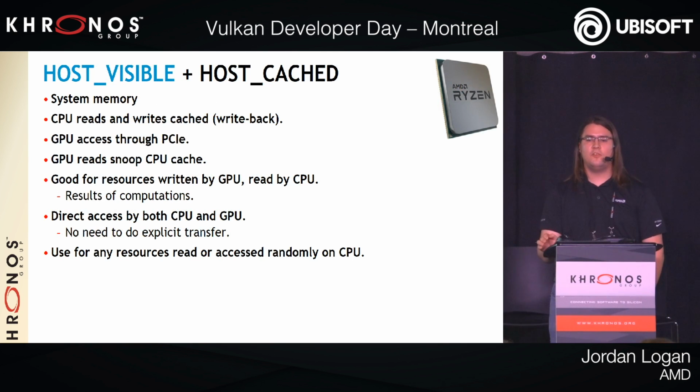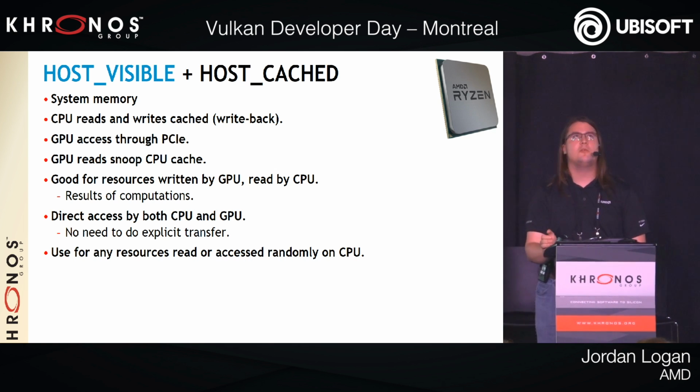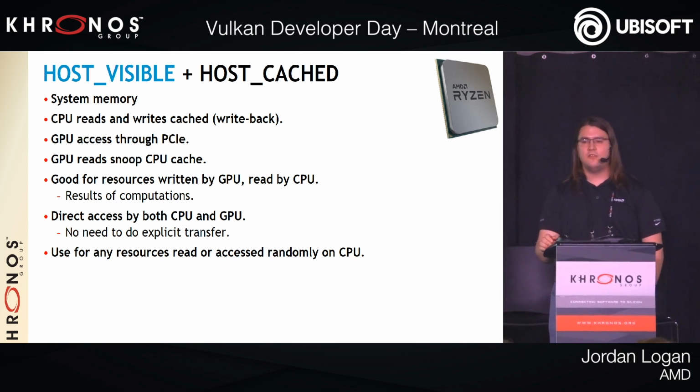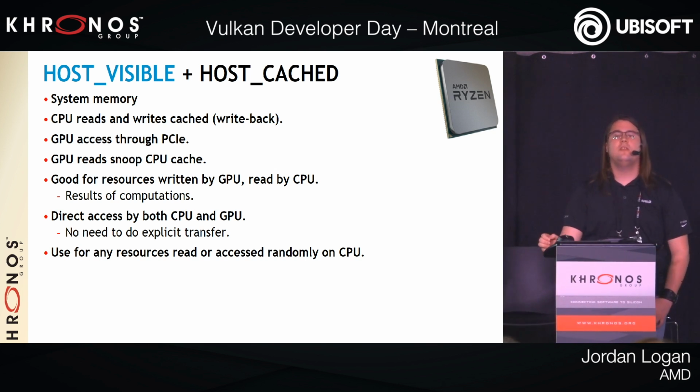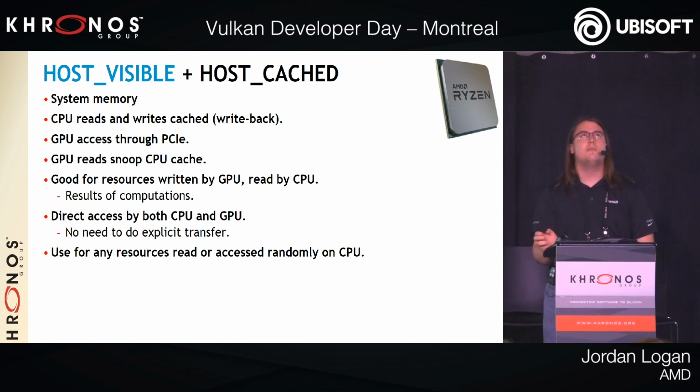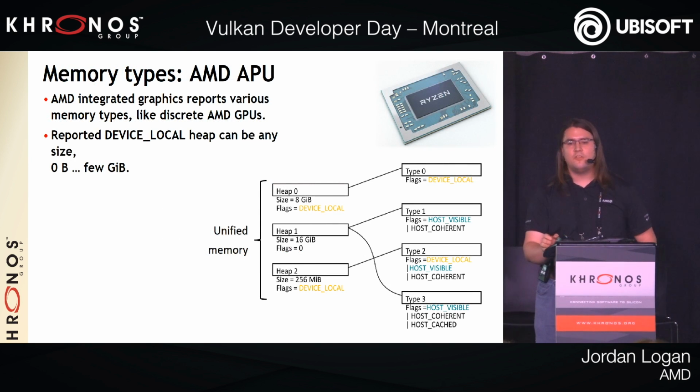Finally, we have the host visible host cached. This is system RAM. You'll find this acts just like the memory you're used to in C and C++, with reads and writes cached. The GPU can also read this memory and snoop the CPU cache. There's some added latency to that. You'll typically want to use this for any readback resources that you need fast reads from the CPU, or even if you're doing random access on them. And since the GPU can write to this, you can even skip transfers. Okay, so those are the 4 typical types you'll see.